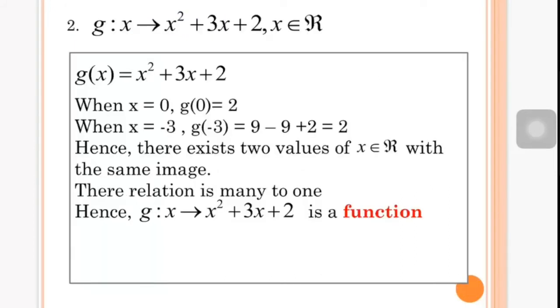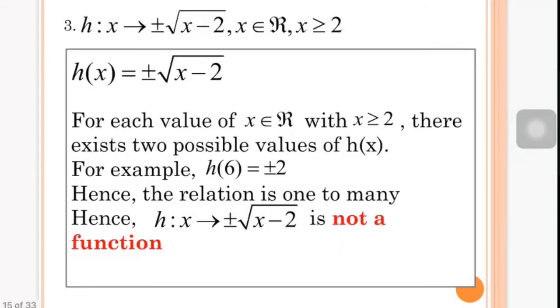Similarly, g(x) equals x squared plus 3x plus 2. When x equals 0, g(0) will be 2. When x equals negative 3, g(-3) will also be 2. There exist two values of x with the same image, so the relation is many to one. So this g is a function.